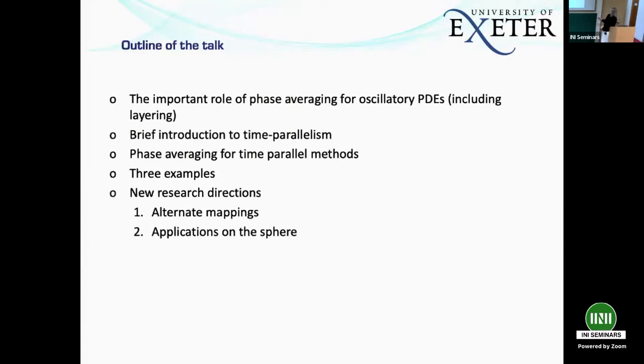So I'm going to talk about the important role of phase averaging when you have really oscillatory PDEs. When I say phase averaging, what I mean is I'm trying to find the low frequency. I'm trying to get an accurate estimate of the low time frequency. In normal numerical methods, you know that if you increase the number of grid points, your time step has to go down. You can use implicit methods to take a bigger time step, but if you want accuracy, you still have to obey these time step restrictions.